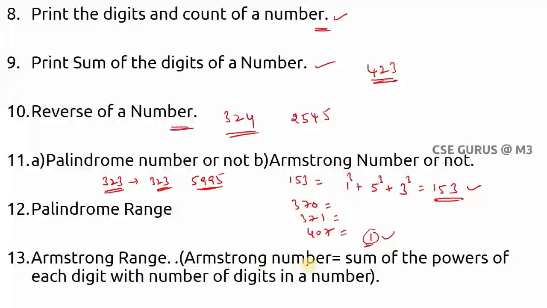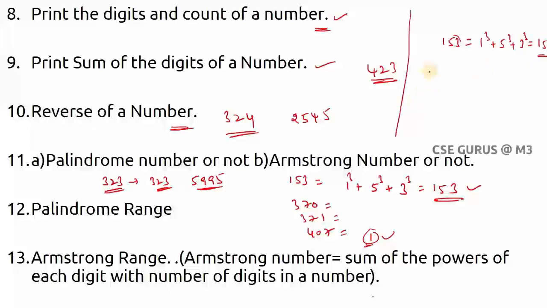There is another definition, that is the sum of the powers of each digit, with the number of digits in a number as the power. That means, let us suppose I'm writing here 153. How many total digits are there? 3 digits are there. So that's why I'm making cube. So this is another definition. If I get it like this, I call it an Armstrong number.